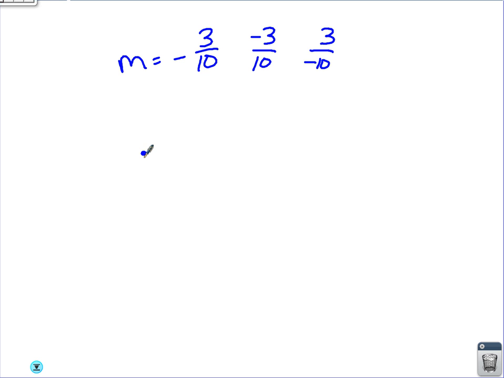Because think about it. From a point, if you rise in a negative direction and then run in a positive direction, that's the exact same thing as rising in a positive direction and then running in a negative direction. You're going to get the same type of line, a negatively sloped line. So anytime you have a negative slope, that negative can be applied to the top of the slope, or the rise, or it can be applied to the bottom of the slope, or the run.